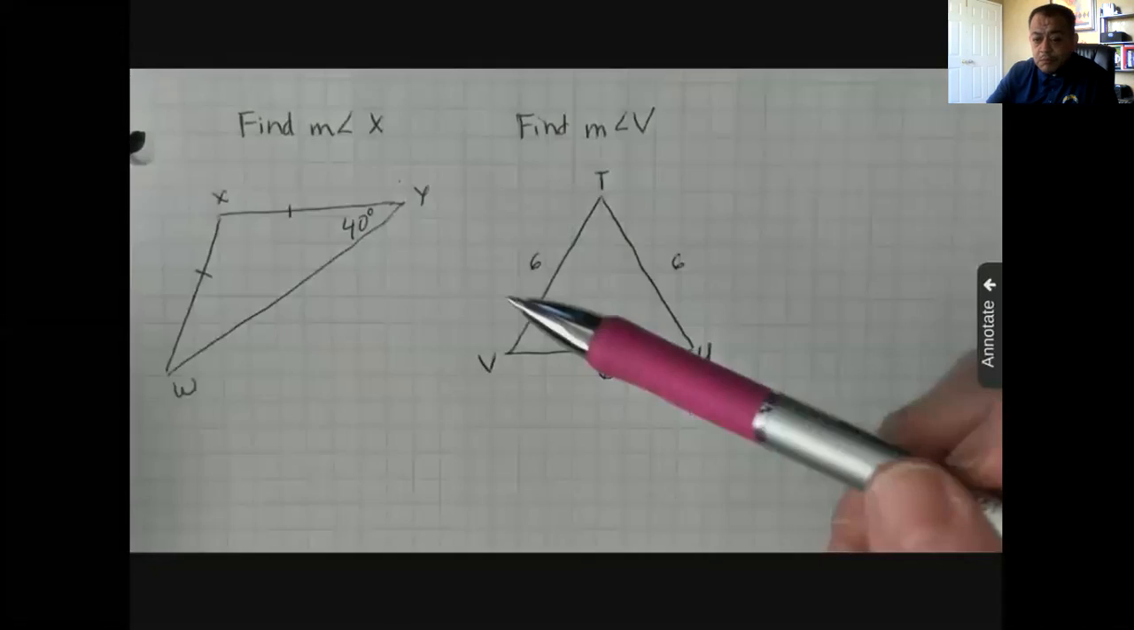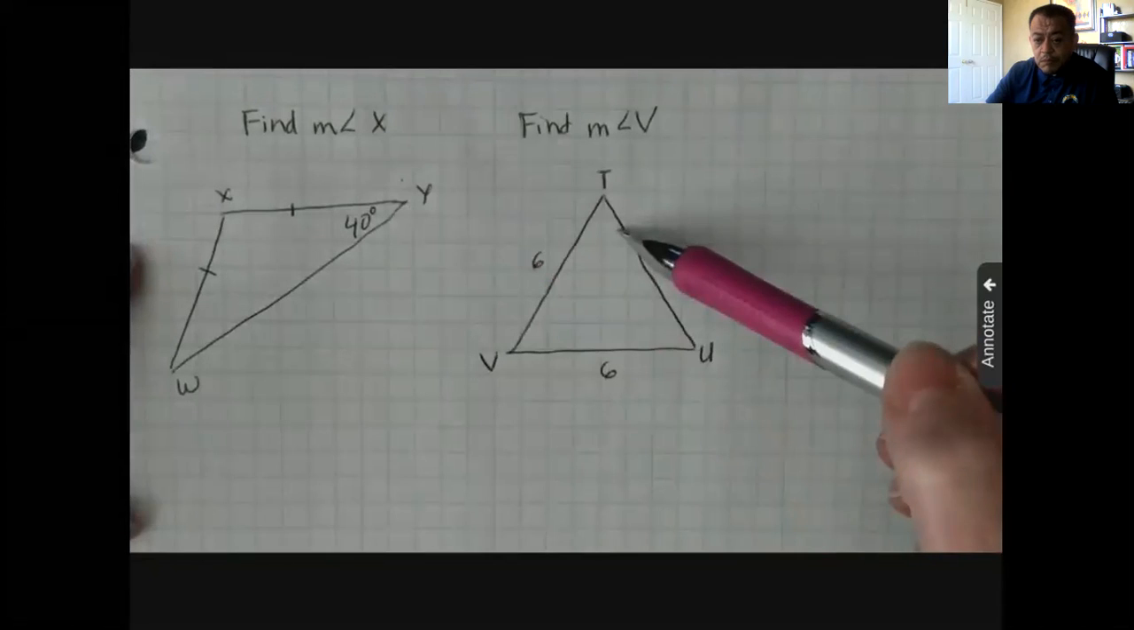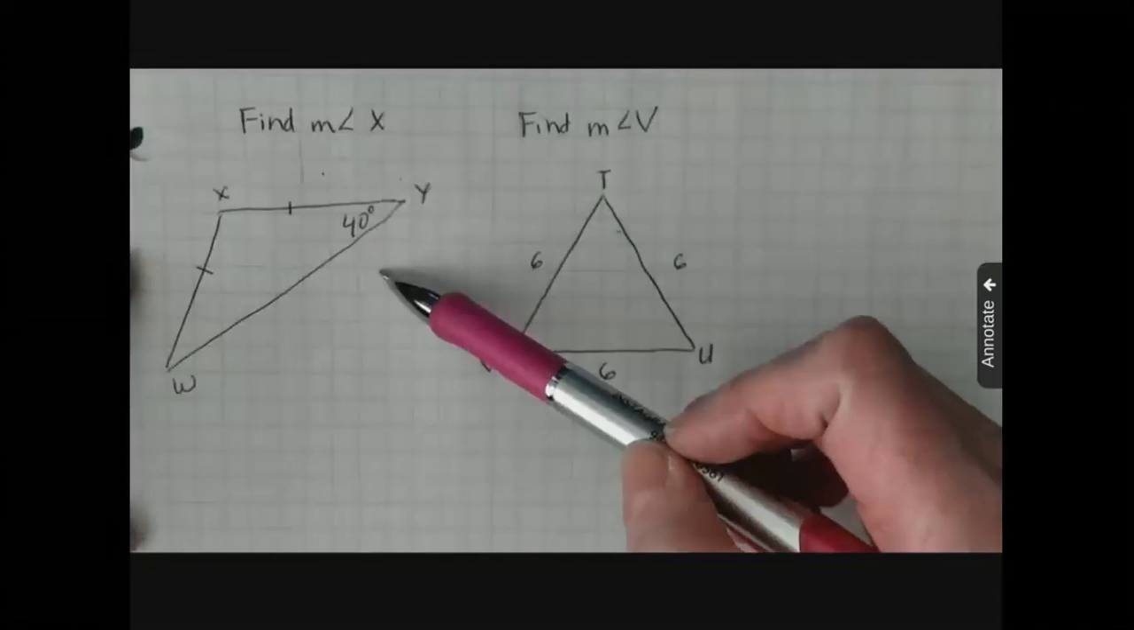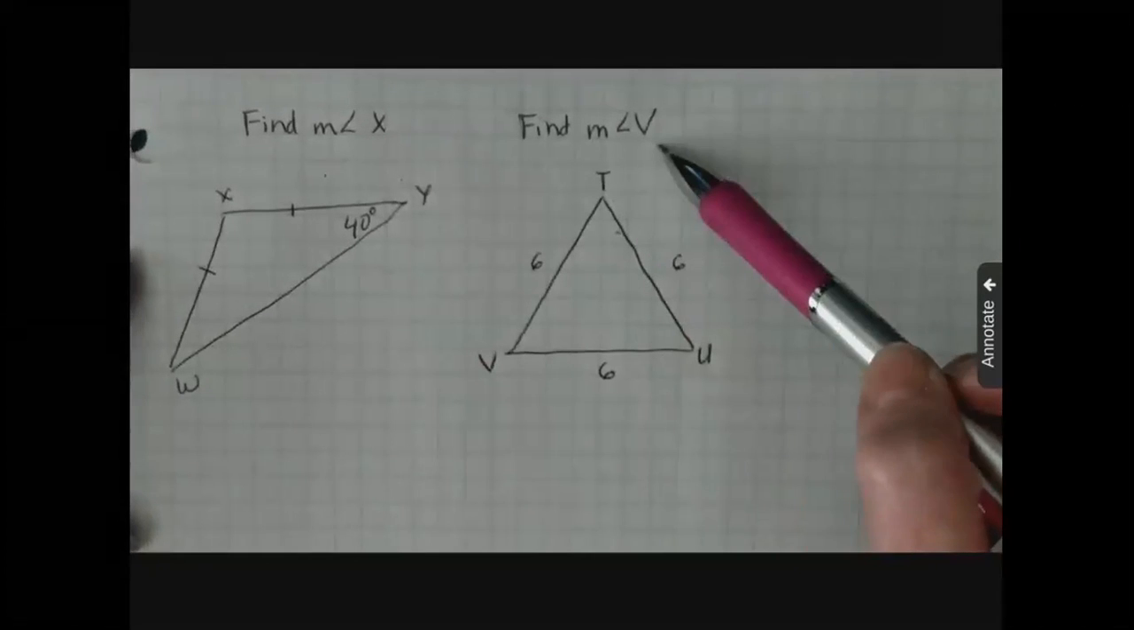In this problem, you have two things. Find the measure of angle X for this one. Find the measure of angle V for this one. So let's look at this one first.